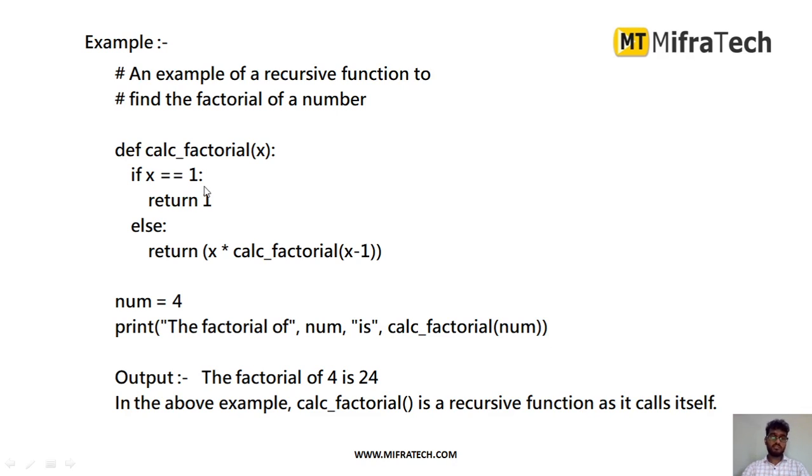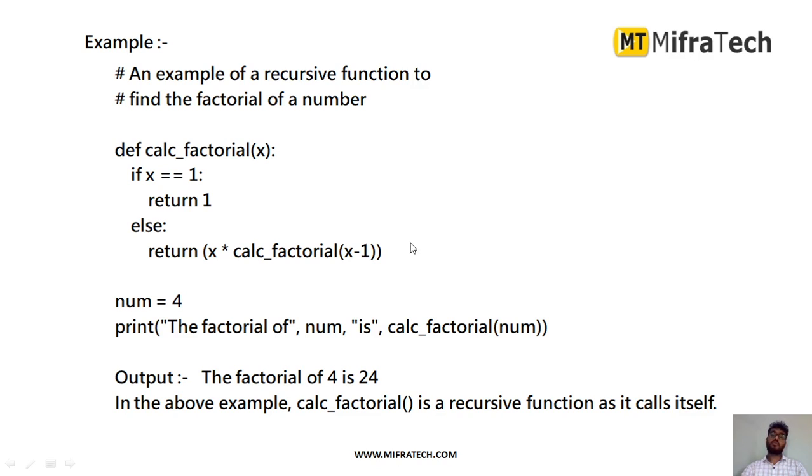Now it will first check whether 4 is equal to 1. As the condition fails, it will go to else. Then it will return 4 into cals_factorial of 4 minus 1, which is 3. So 4 into 3, as you can tell, is 12. Similarly, again it will call recursively. Next it will reduce the 3 to 2, so 12 into 2 is 24.